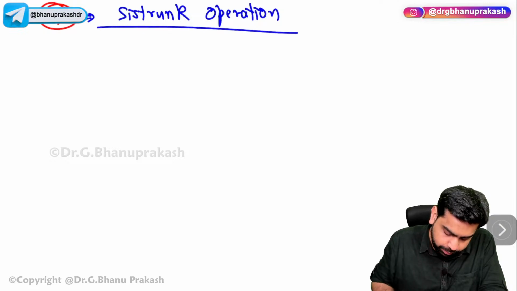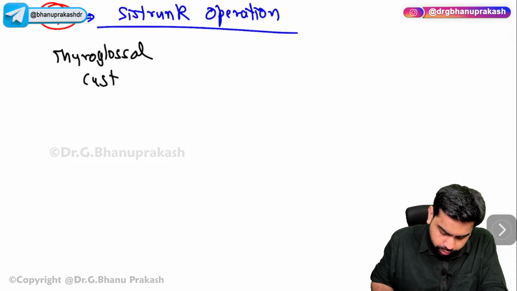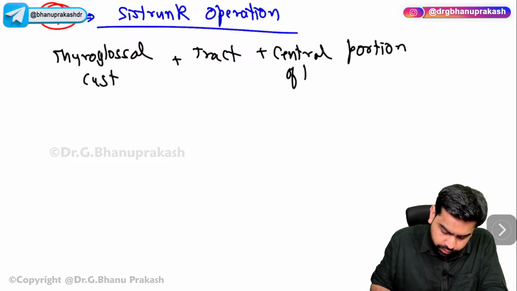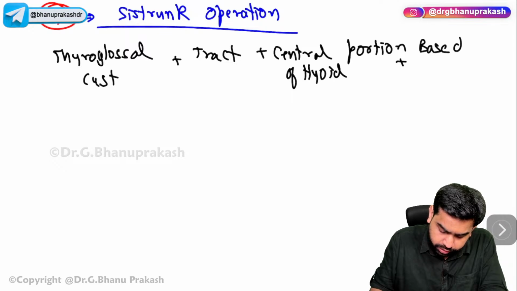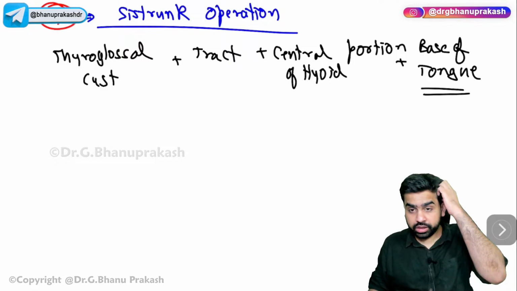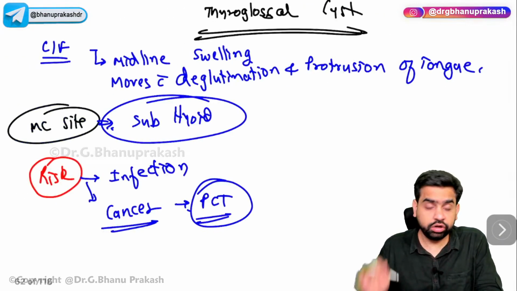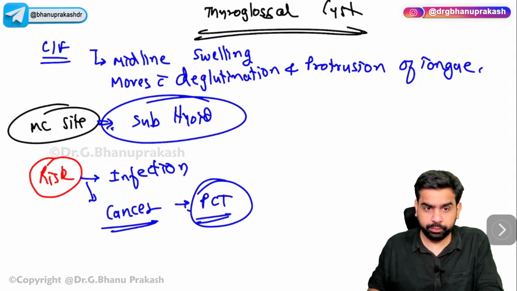In this, what you remove is the thyroglossal cyst along with the tract, along with the central portion of the hyoid plus the base of the tongue. Do you understand my point? So these are the things you remove in patients with a thyroglossal cyst. This is what is called the Sistrunk operation. This is how you perform it in these patients.